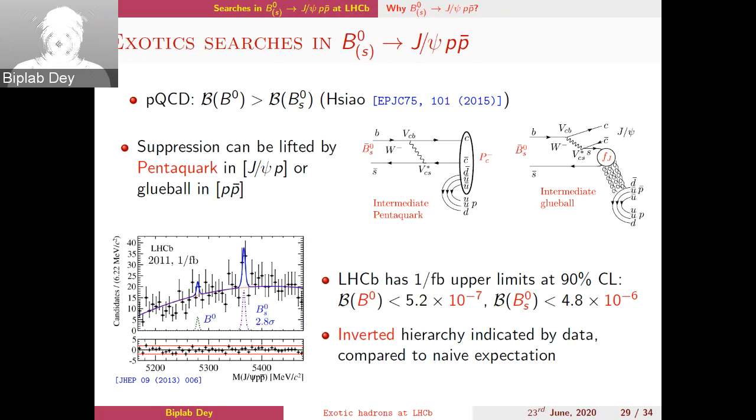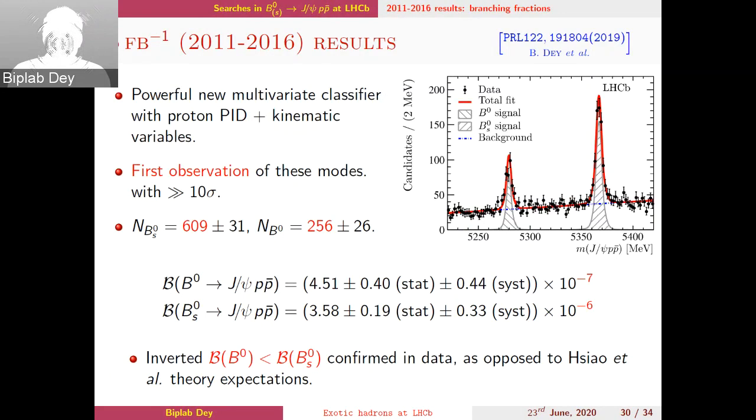There were hints for this. Okay. So now, this is again my analysis. We published this last year with not the full Run 2 dataset. So we have more data now, and we improved the selections. We have a more powerful BDT, including proton PID and kinematic variables and so on.